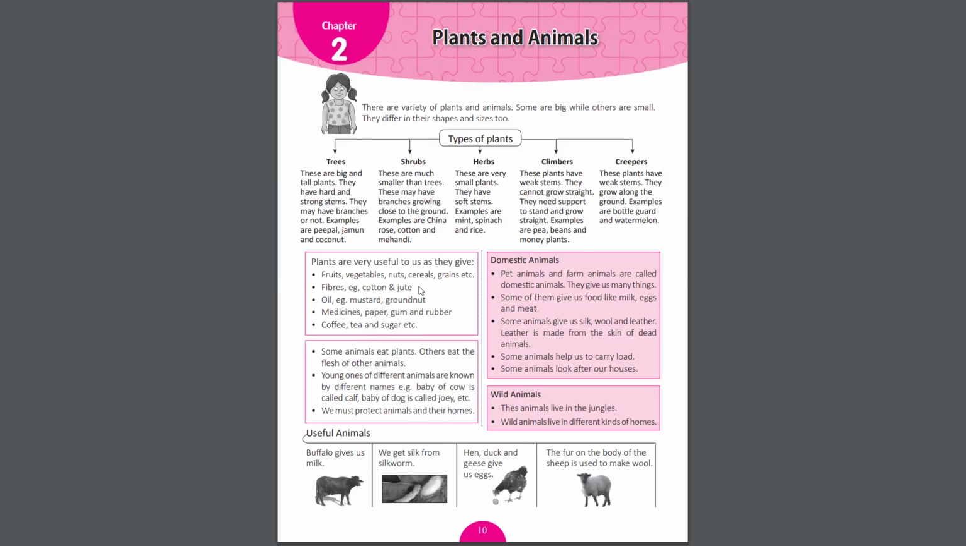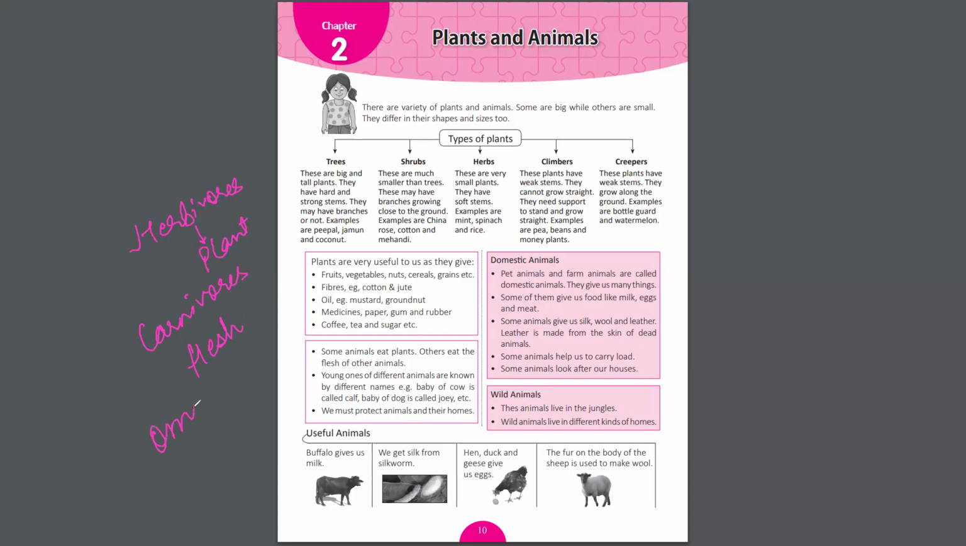And the most important thing, we are getting oxygen from plants. We are inhaling oxygen on a regular basis, which we are getting from plants only. Some animals eat plants, others eat the flesh of other animals. In yesterday's video, I told you about the herbivores, carnivores, and omnivores. Here also I'm going to discuss this. So herbivores are those who eat only plants. Plant eating animals are known as herbivores. Carnivores are flesh eating animals. Those who eat the flesh of other animals are your carnivores.